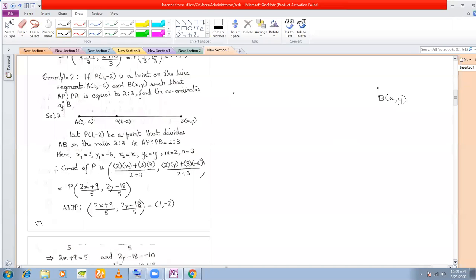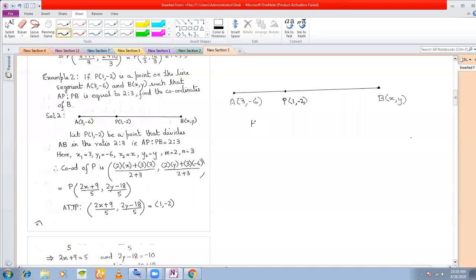So A is my (3, minus 6), and we join this with the help of a straight line. Coordinates of the extremes are given, A and B. And P is a point on the line, say somewhere here, any point you can take. P is a point on the line, say (1, minus 2), such that AP is to PB is equal to 2 is to 3.